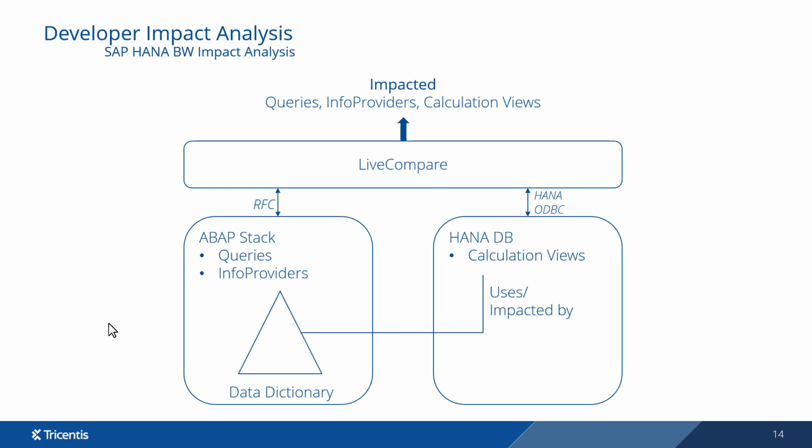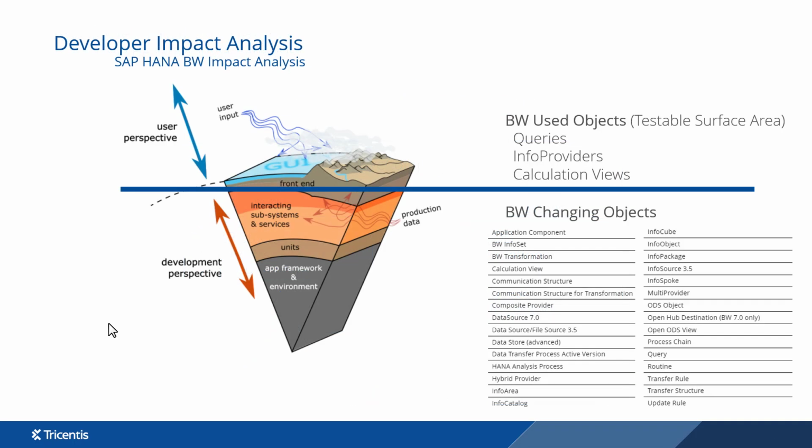Now, developer impact analysis also supports all the BW changes. This diagram illustrates that it's not just the ABAP stack that can impact your key BW areas that you would test, things like queries, info providers, and calculation views. It's also in your HANA database where calculation views are being updated, maybe through Eclipse or some kind of studio. So LiveCompare has an RFC connection, remote function call, into your ABAP stack, and also a HANA ODBC connection to your HANA database, just so we can cross-reference how those changes outside of the ABAP stack impact your queries, info providers, and calculation views.